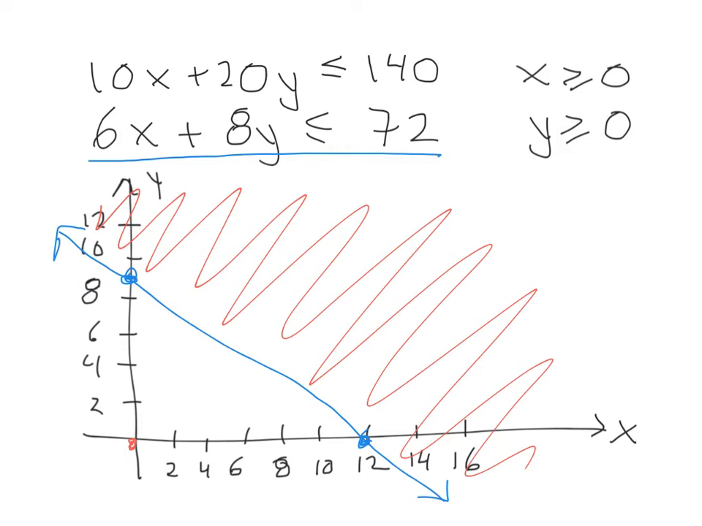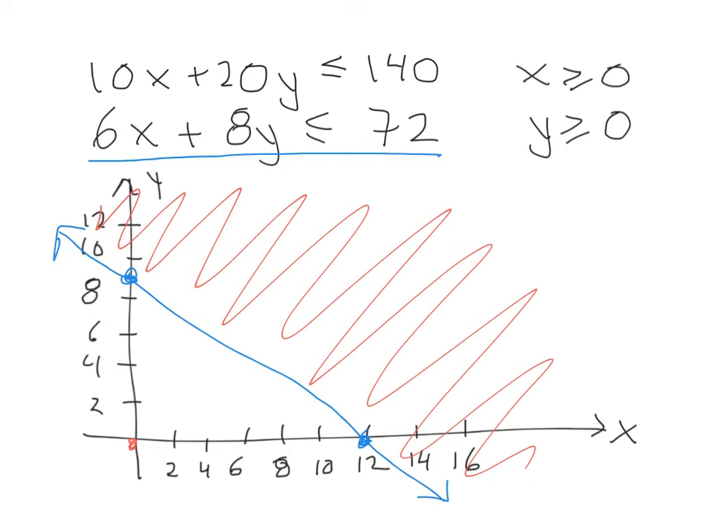Next line, 10x plus 20y is less than or equal to 140. So let's set y equal to 0. When we set y equal to 0, we get 10x equals 140. Dividing both sides by 10, we get x equals 14. There's our x-intercept at x equals 14.